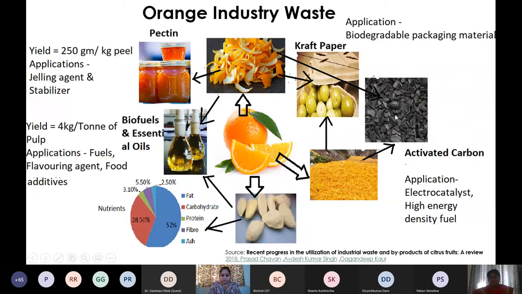So biochar has a lot of applications, and if not biochar, it can also be used for biodegradable packaging material. So depending upon the properties of the waste which you are getting, you can go for any of the applications depending upon what you are getting.